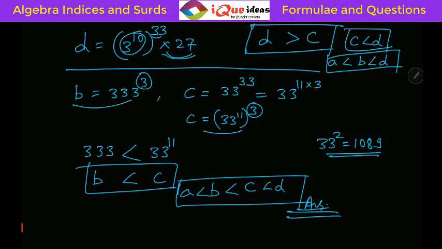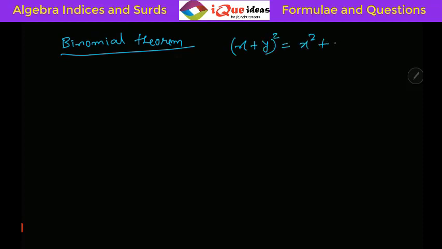Alright. Now let's take one more question in this. For the next question, I'll just explain something called binomial theorem a little bit. It will help you. Don't worry, it is a simple rule. You already know a couple of them. Let's say, for example, x plus y whole square. We know it is x square plus 2xy plus y square. Right? This is an example of binomial theorem.